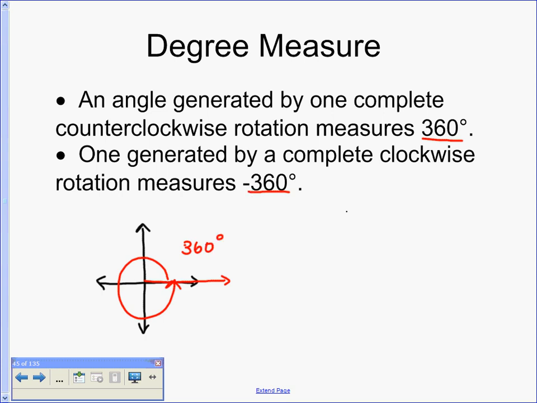On the other hand, we see this, our initial side moving in this direction back to its starting point. The arrow notes that it's moving clockwise this time, so that means that this one is going to be a negative 360-degree angle.